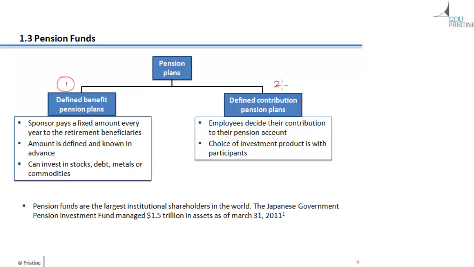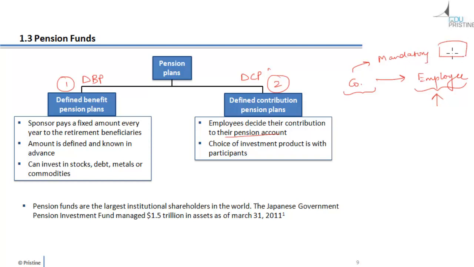Broadly, there are two types of pension fund: defined benefit plan and defined contribution plan. Let us explain what we mean by defined contribution plan first. What you need to understand is there are two parties to it. One is the company and the other one is the employee. Now, in a defined contribution plan, the employee manages the entire fund. Employees decide their contribution to the pension account. The company has nothing much to do with this plan, except that whatever is the mandatory contribution they need to make to this piggy bank is given by the company every year.